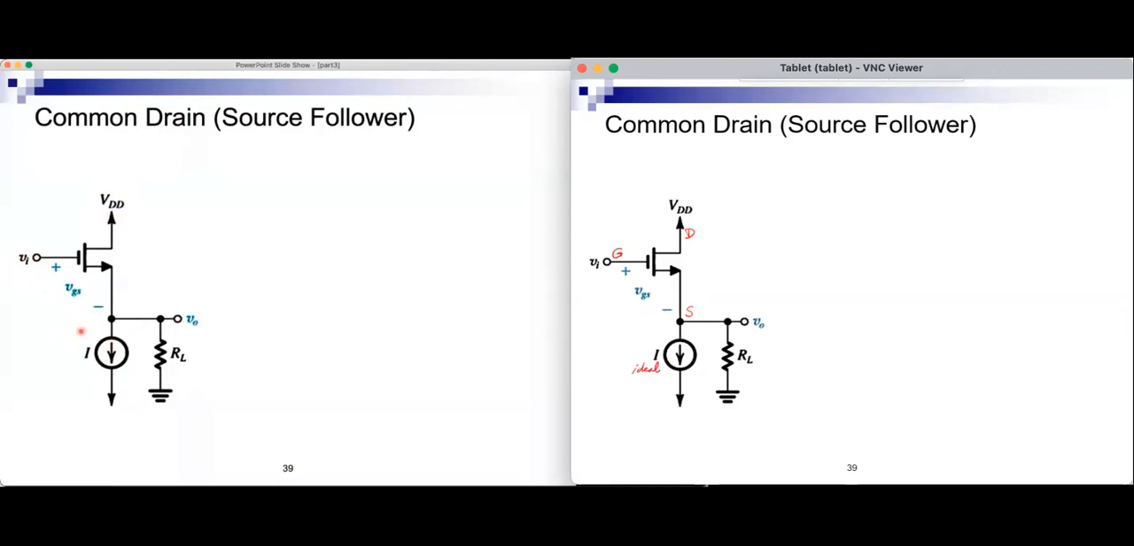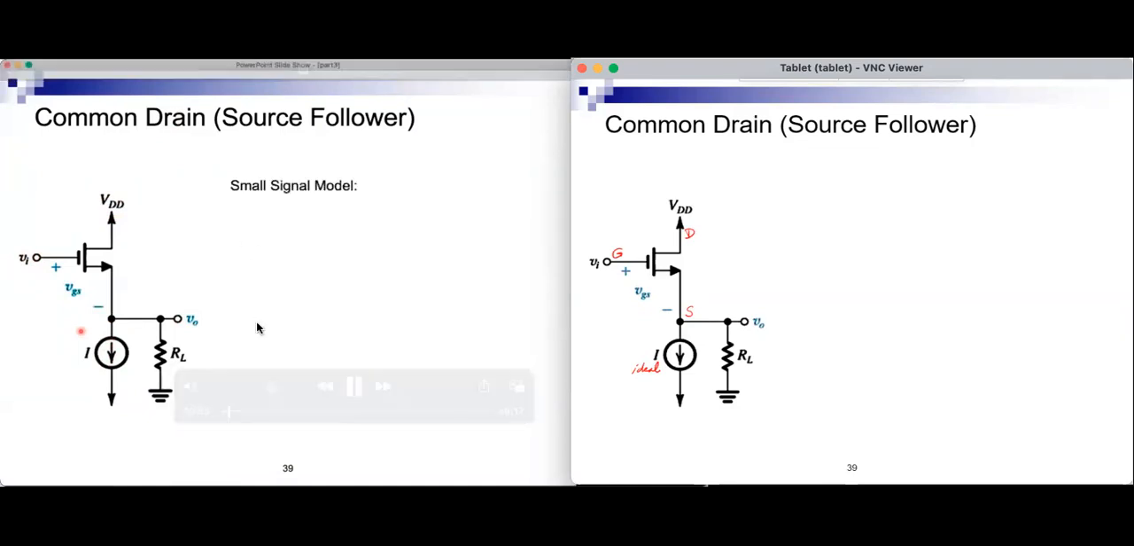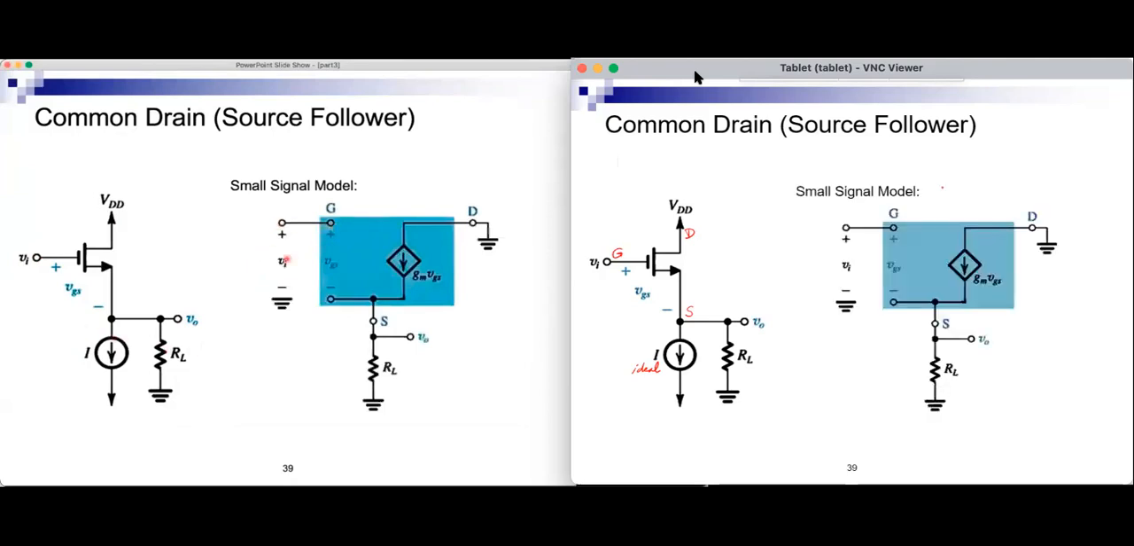So let's look at the small signal model. In this case, again, let's assume for now that there is no channel length modulation, so there is no small RO. This is the input from the gate to ground. This is the MOSFET, and the drain is signal ground from here. There is no small RO. And from the source to ground, I have RL. And this current source disappears because it's pure DC.